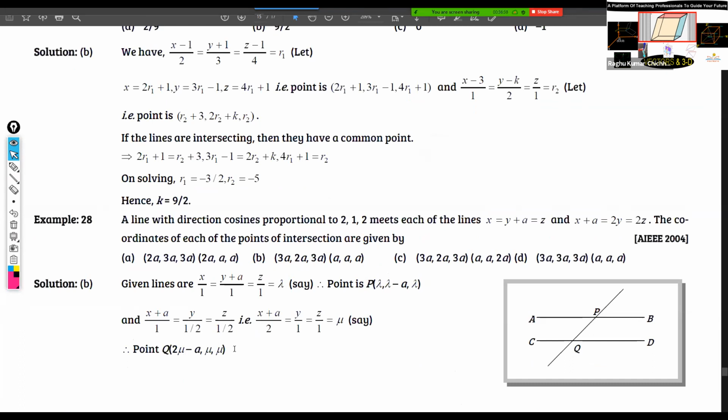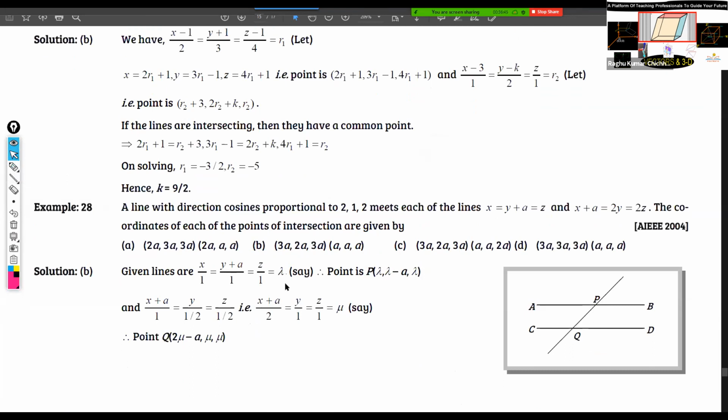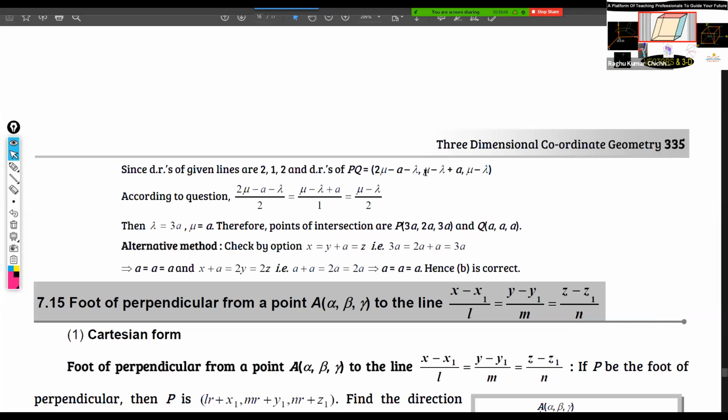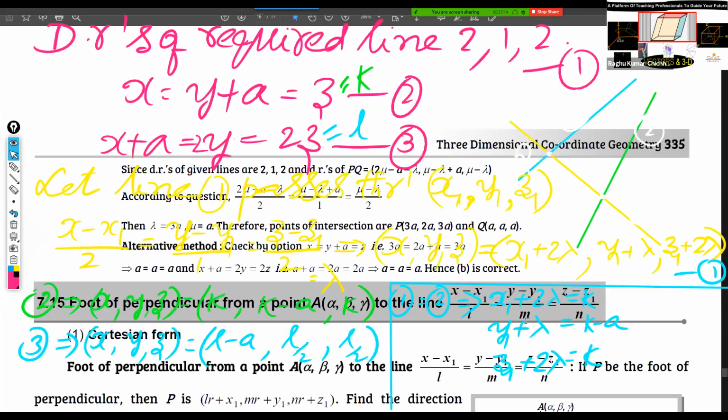How do you write the DRs? X2 minus X1, Y2 minus Y1, and Z2 minus Z1. So if you write that, these are the DRs of PQ. But that is very much similar to the required line. From that one, we get the lambda value and mu value, and thereby the PQ values. So this is the method you can follow to find the point of intersection. Let me show you that now.